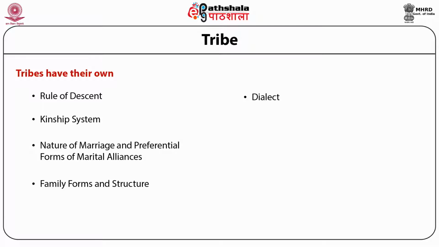Another important feature is their dialect, the language that they speak, which is totally different from other social groups. And they have their own customary political systems. They have their own unique customary laws, which govern in the form of social control. So the entire moral system is based upon what kind of social institutions they have in terms of controlling their own behavior, and how they regulate their social life is perhaps distinct from other social groups.